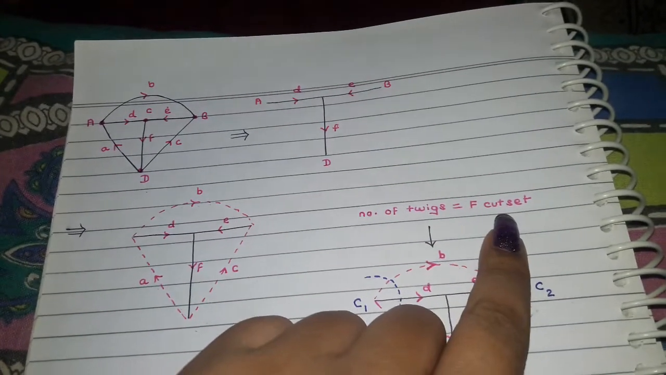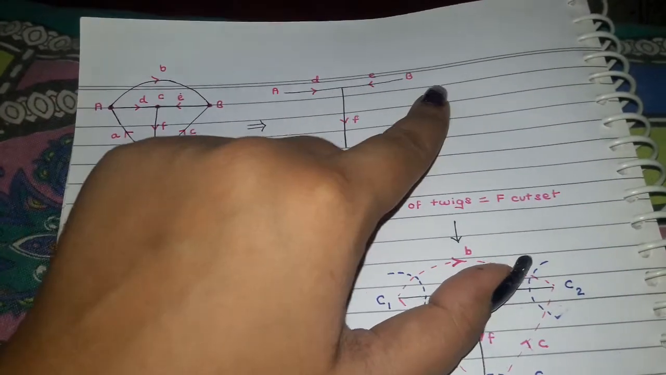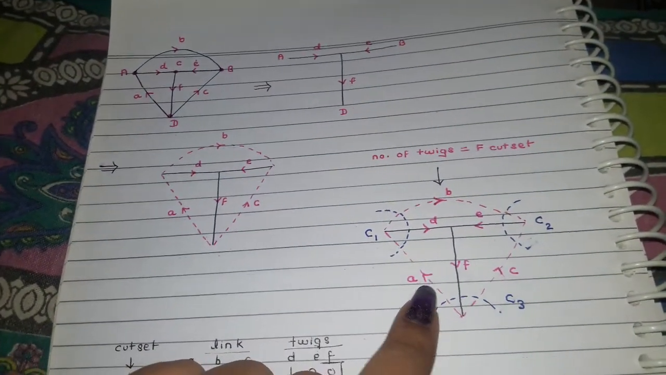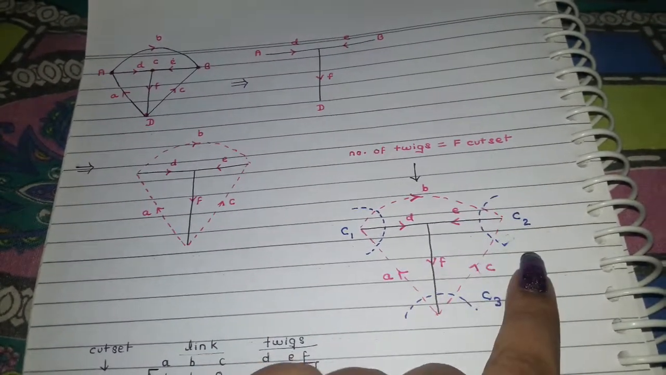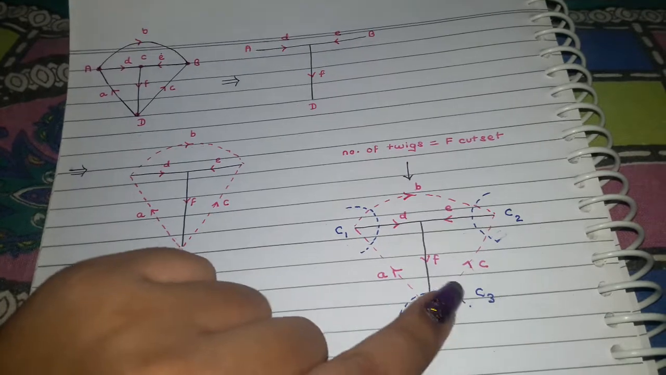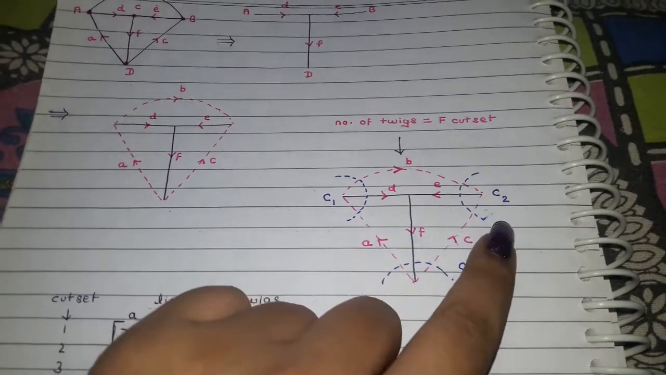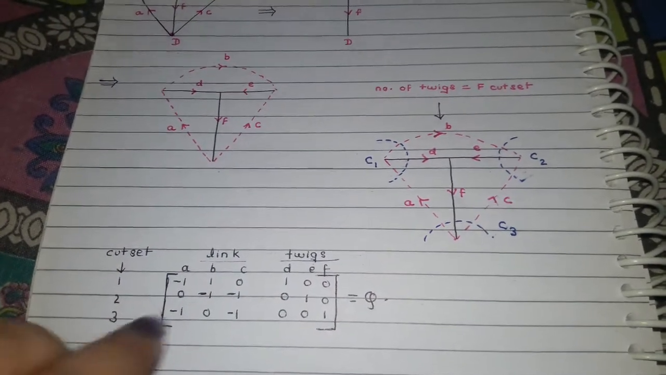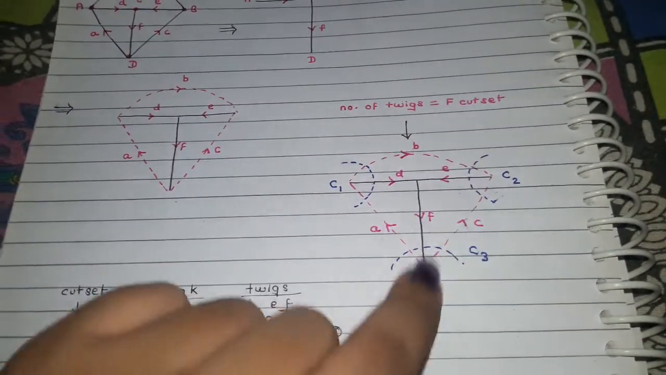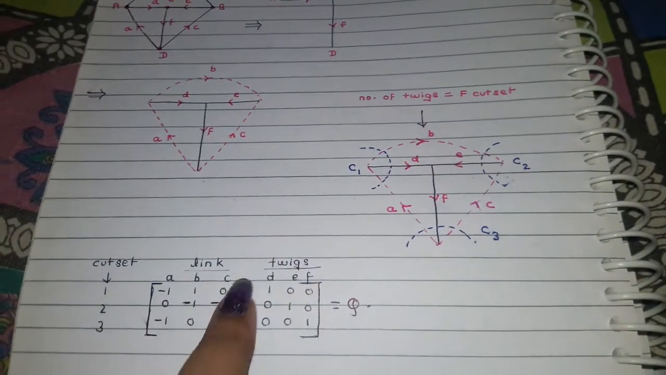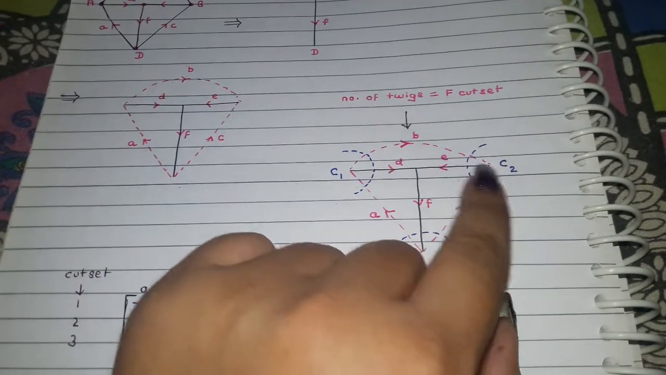The number of twigs equals the number of fundamental cut sets. Here you can see that we have three twigs, so those will be the number of cut sets as well. This is one twig, so this will be cut set number 1. This is the second twig, cut set number 2, and this is the third twig, cut set number 3. Now we write cut sets 1, 2 and 3 in this fashion, and then we write the links A, B, C. These are the dotted lines, so you write them like this, and then you write the twigs. The branches of the tree are called twigs: D, E and F.